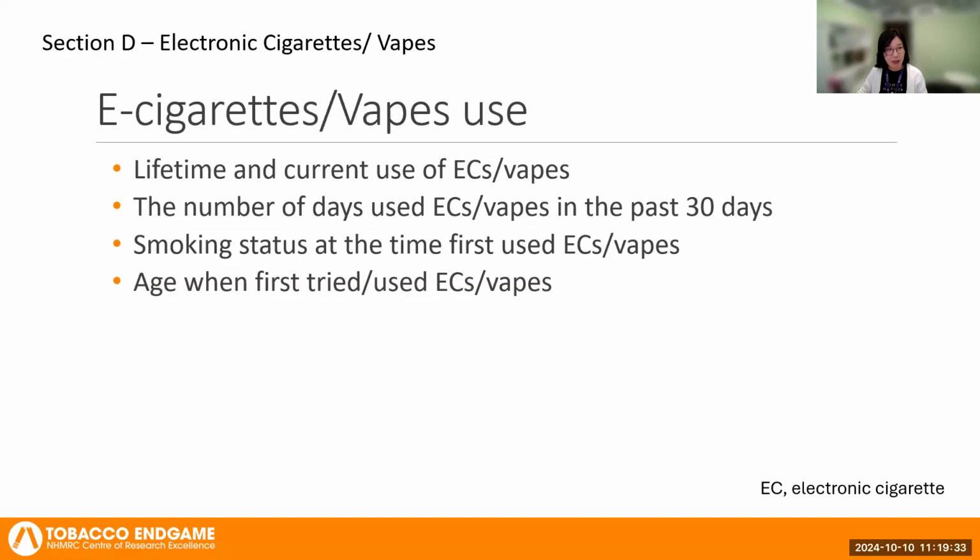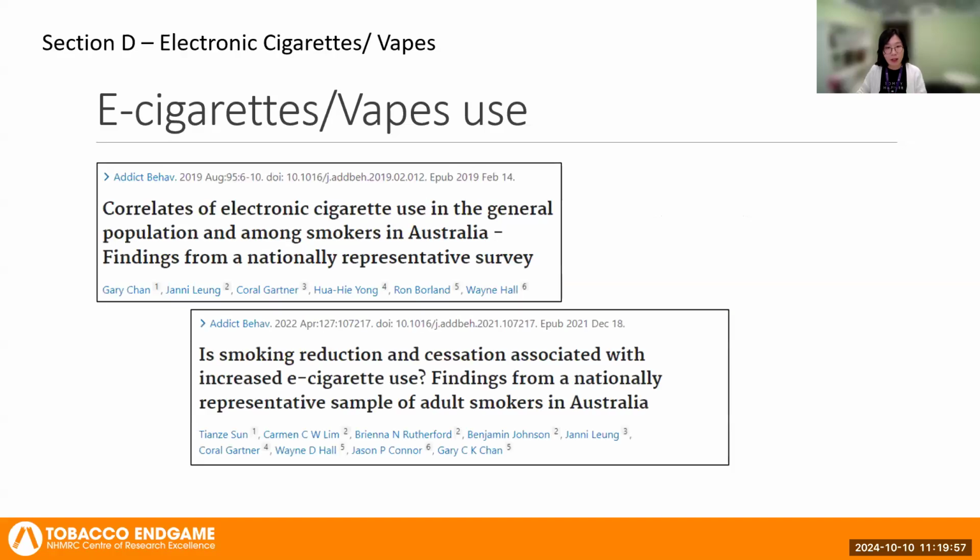Following section C, the tobacco section, section D includes questions about e-cigarettes. One recent change I noticed in this survey is that questions about e-cigarettes, which were originally part of the tobacco section in the previous waves, have been moved to a separate section. Using some variables about e-cigarette use, researchers have examined the correlates of e-cigarette use as well as the association between the increase in e-cigarette use and smoking reduction and cessation.